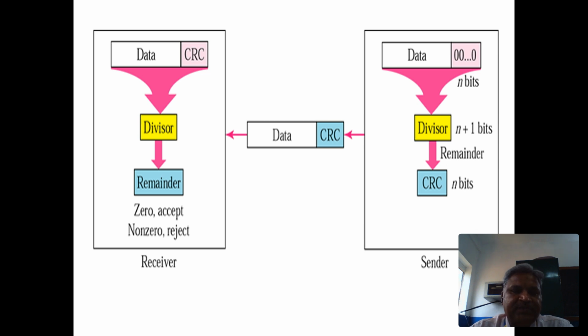Now this block will be received by the receiver. At the receiving side, again we'll perform the binary division, where we perform modulo 2 subtraction. While performing this, we have to note down the remainder.